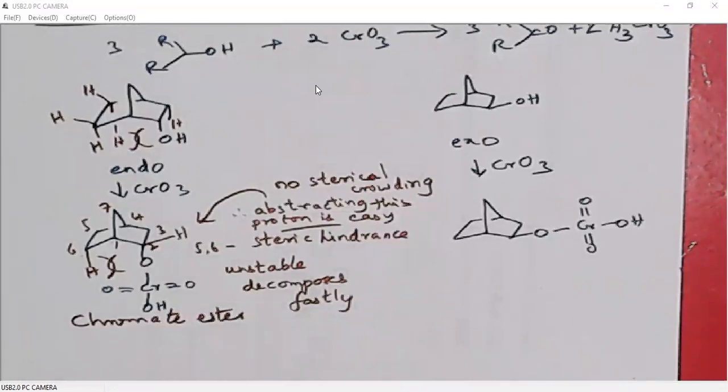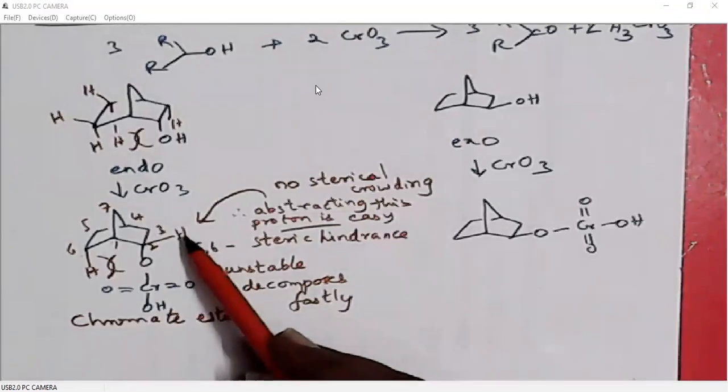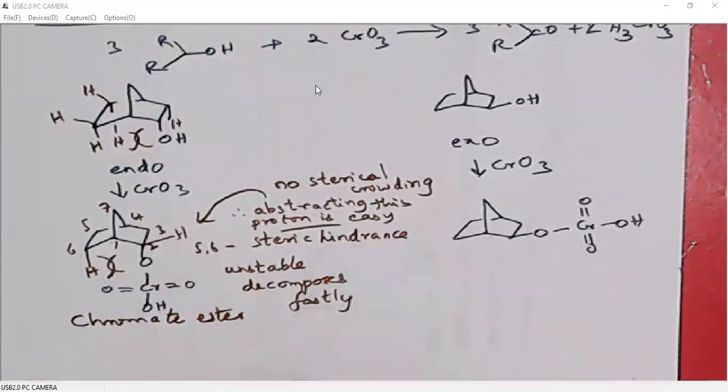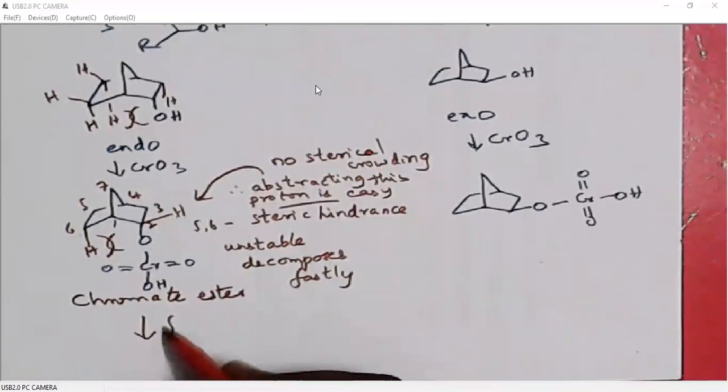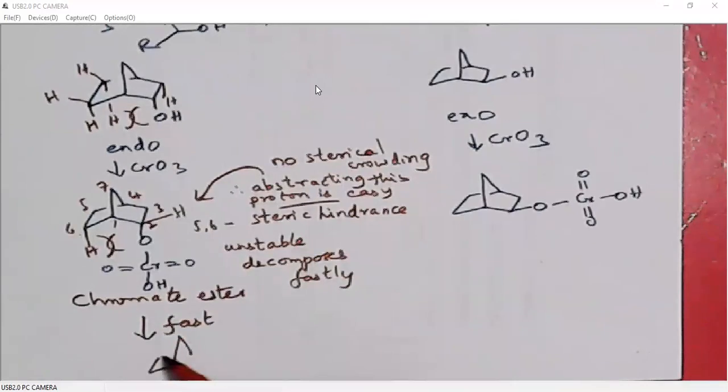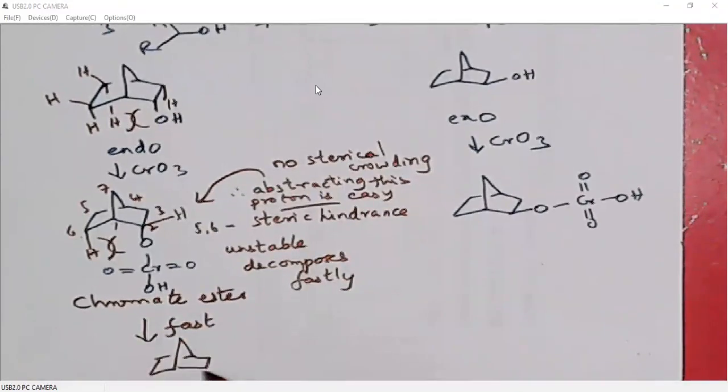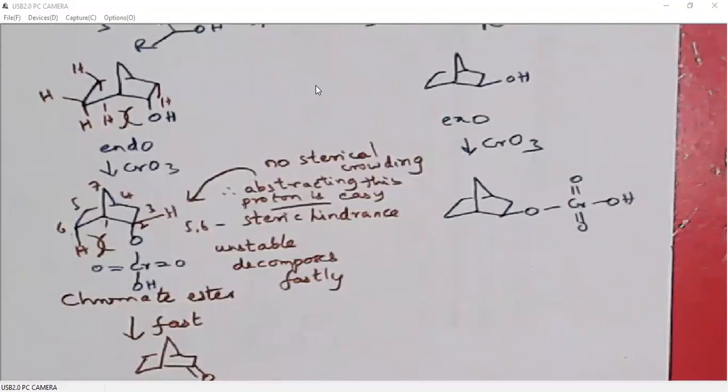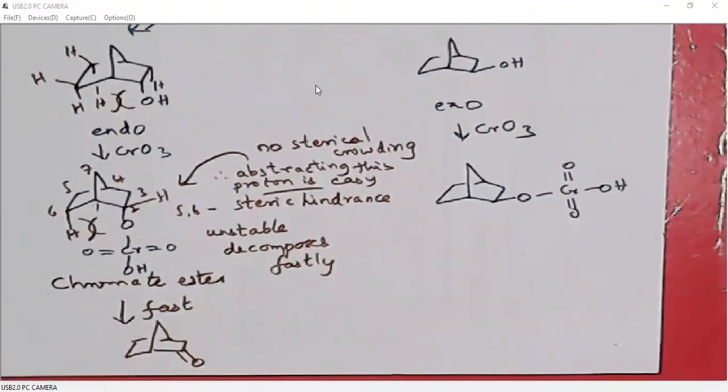So there are two important points regarding this chromate ester. First, the chromate ester is unstable, so it easily undergoes decomposition. Second, the abstraction of this proton is easy. That is why this reaction is very fast, and it easily gives, I think these are norbornene type molecules, this ketone. So it is a fast reaction.